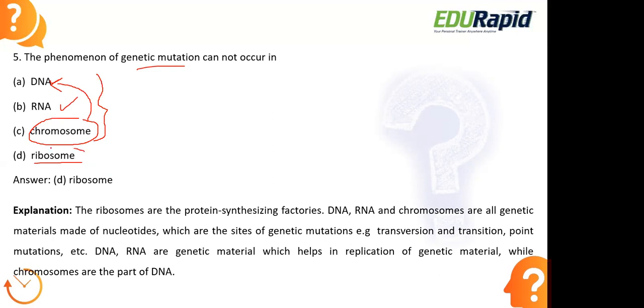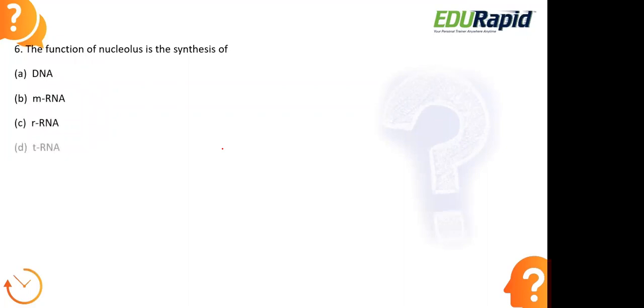But when we look at the option ribosome, ribosome is also known as the protein synthesizing factory. It is just a component of our cell where the proteins are synthesized in our body. It is a site of protein synthesis, whereas DNA, RNA, and chromosome are the sites of genetic mutation. Genetic mutation has to happen so that we can transfer characters from one generation to the next, right? Moving to the next question. The function of nucleolus is the synthesis of DNA, mRNA, rRNA, tRNA.